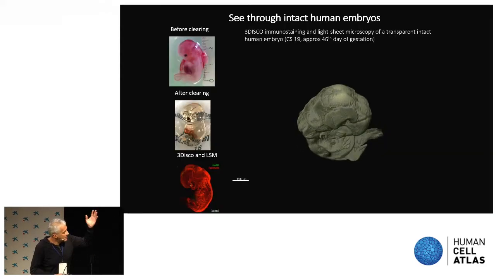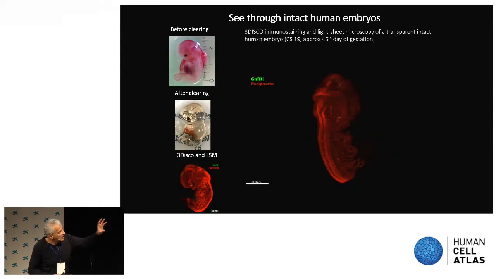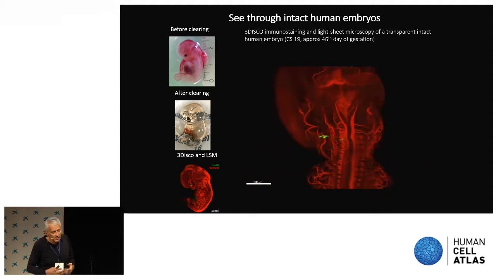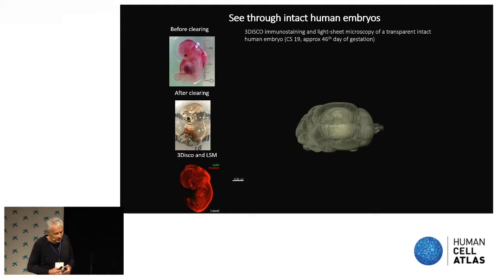There are more techniques, and that's one example of the work we do. As I said, here you can have the whole embryo in one image data set. It's something you can do that you cannot do in an adult, so it's also interesting.